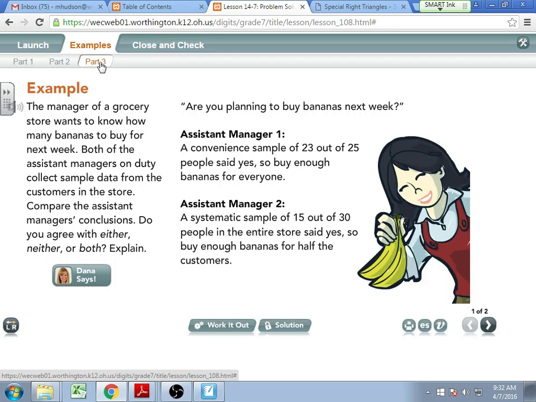The manager of this grocery store wants to know how many bananas to buy for next week. Now, this is actually really important. Why is it important to know how many bananas to buy? Let's talk about the reason we collect data like this.